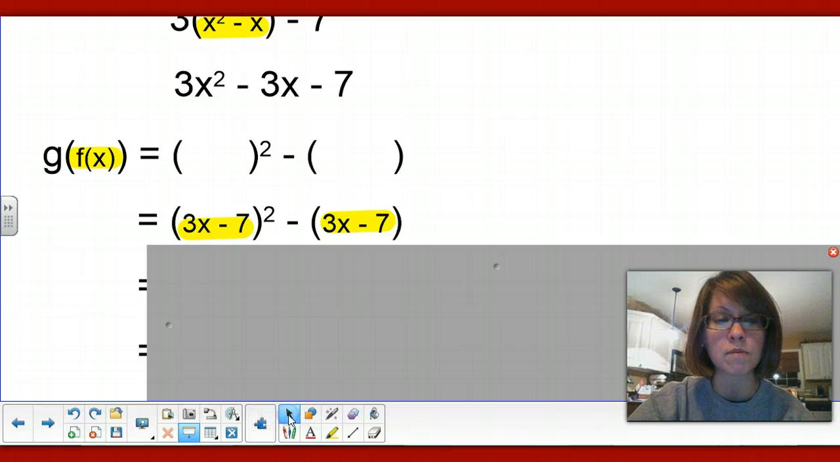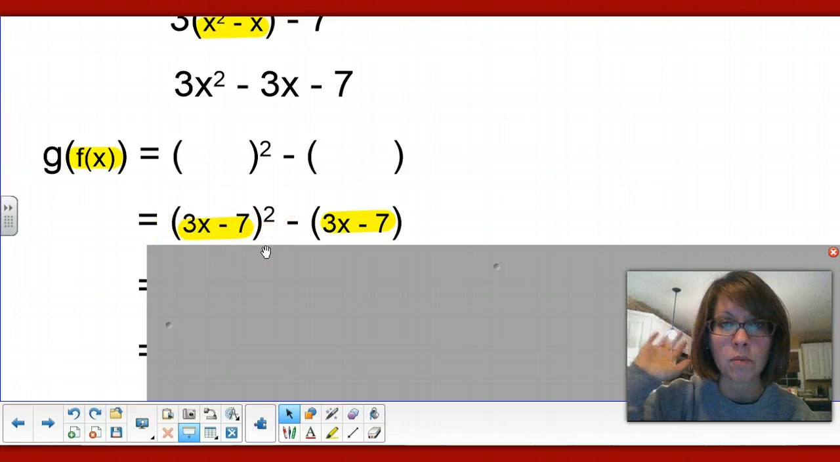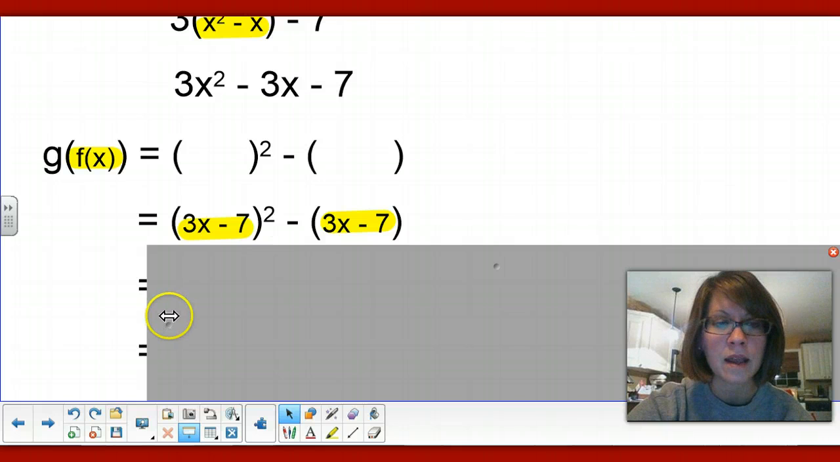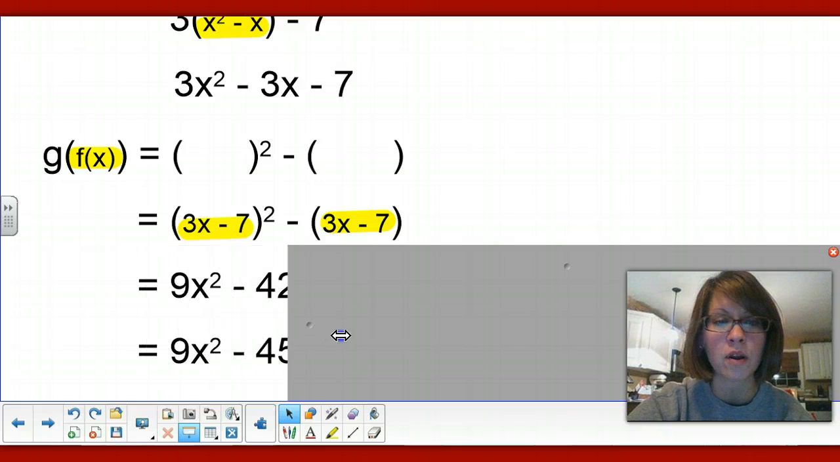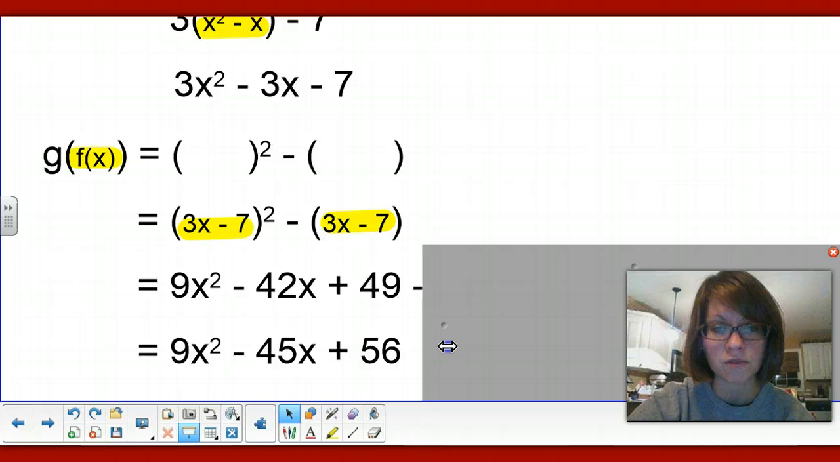I told you grouping was important. I'm going to kill two birds with one stone here. In Unit 4, you had to square a binomial. I want you to remember that to do that, you have to FOIL. It is not just 9x squared plus 49. That's not it. It is 9x squared minus 42x plus 49.